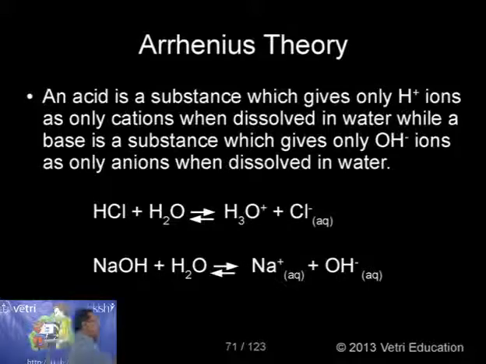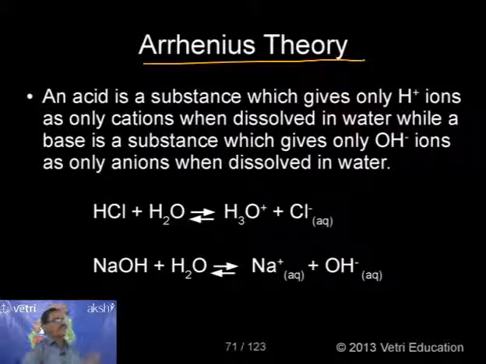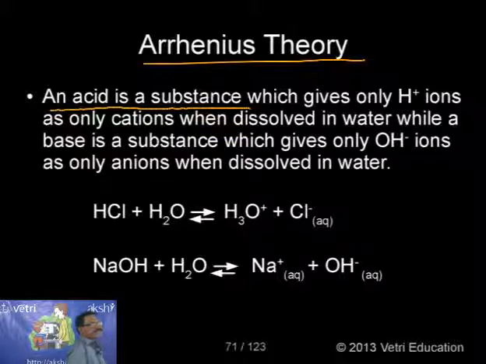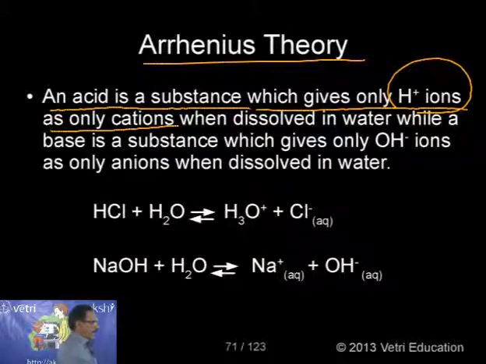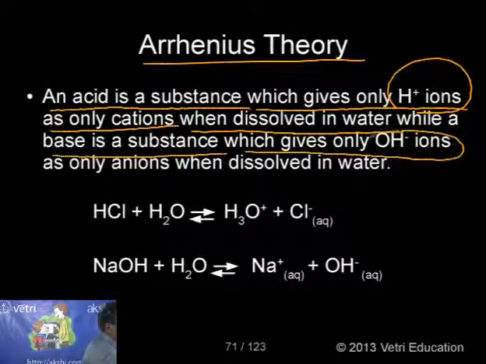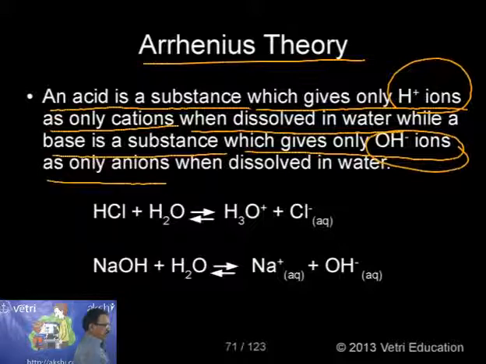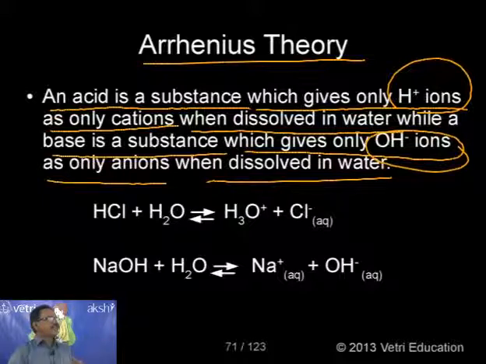First, let me take Arrhenius theory, the theory of acids and bases. According to Arrhenius theory, an acid is a substance which gives only H plus ion as the only cation when dissolved in water, while a base is a substance which gives only OH minus as the only anion when dissolved in water. Very, very interesting information. Very simple definition.